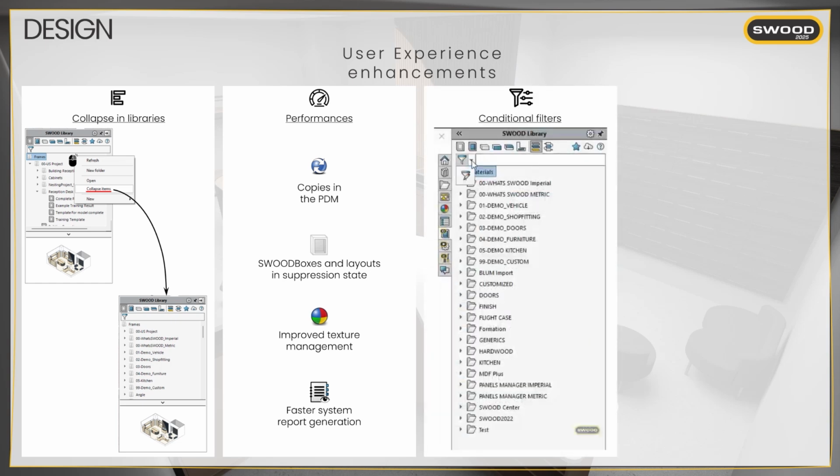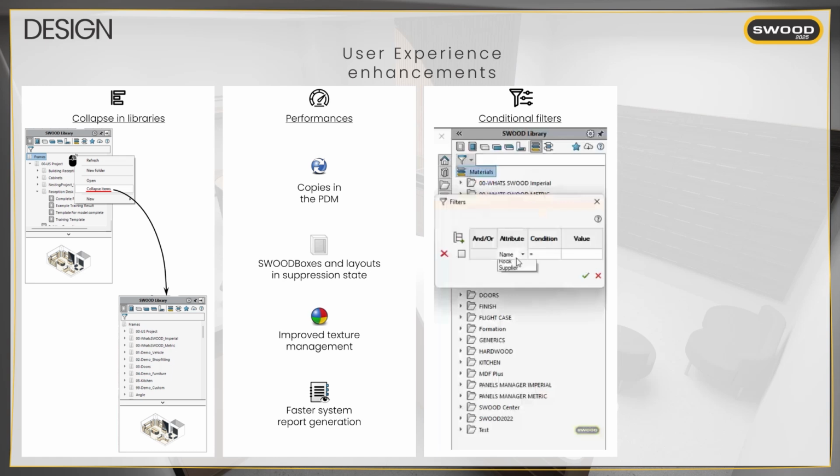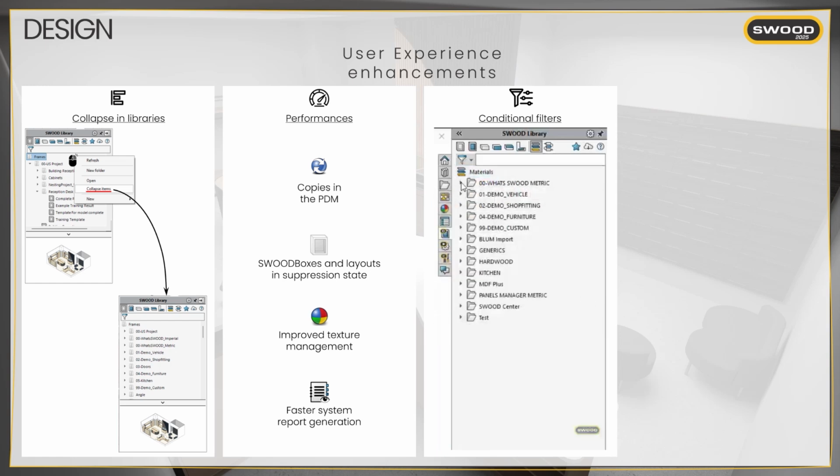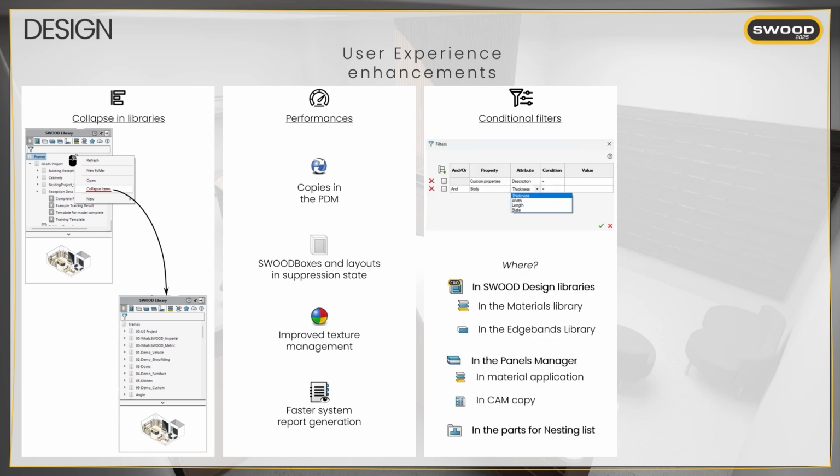We also created a new tool. This new tool is the conditional feature. This way, in the library, for example, you will be able to select the variable and create some conditions between minimum, maximum, etc. to easily find the item you want. For example, here the right material you want. And you will find this conditional feature in three main places: in the SWOOD design library, also in the panel manager, we'll see it just after, and also in the part form nesting list.